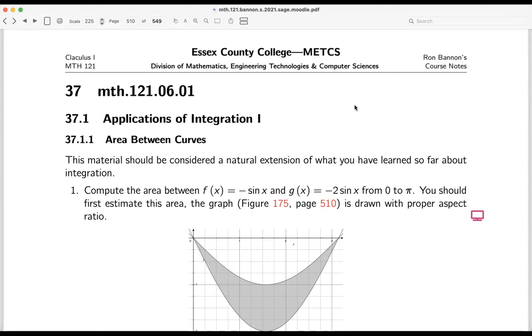Okay, we're in section 37, and this is going to be an application of integration, part 1. And that application is going to be the area between curves. This largely depends on your ability, one, to know pre-calculus, that's how to graph, two, visualize Riemann sums, and three, set up an integral represented by those Riemann sums, and then do the integrations.